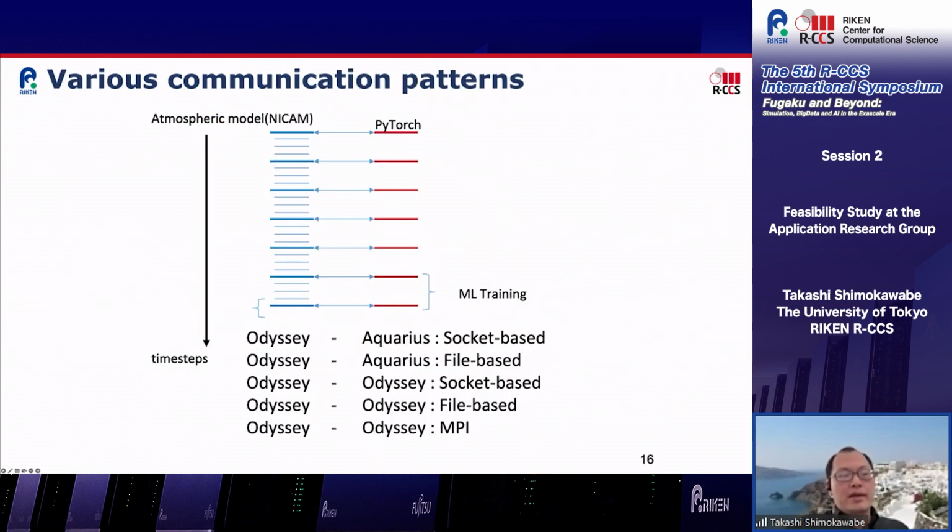By using libraries that can communicate between different types of systems, that means the CPU and the GPU in the heterogeneous systems, we are building benchmarks that allow us to investigate the communication performance in various communication patterns. For example, Odyssey is the CPU-based system, and Aquarius is the GPU-based system.